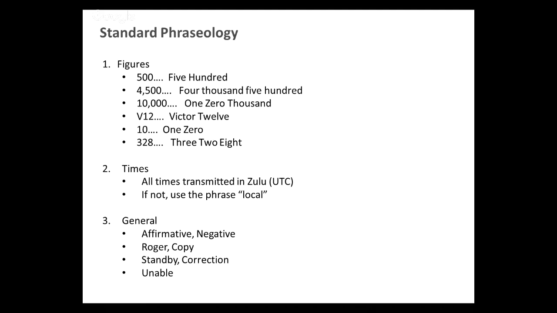And then you've got the "unable." That is exactly how it sounds. If you're given a request that you know you're not able to comply with, you state "unable."